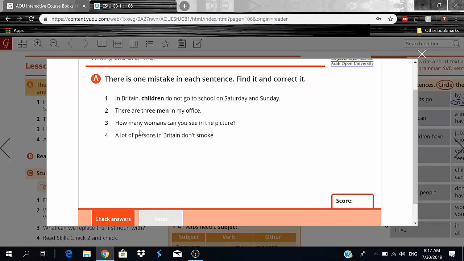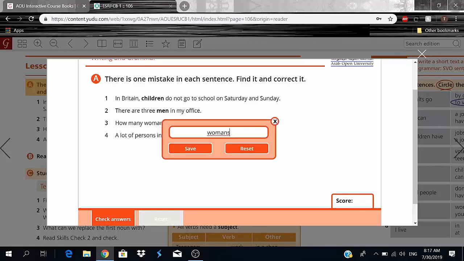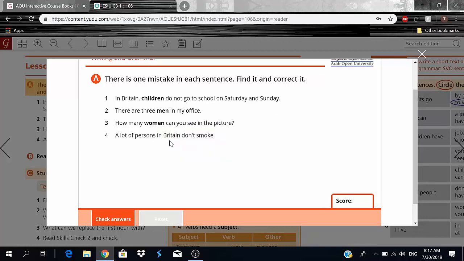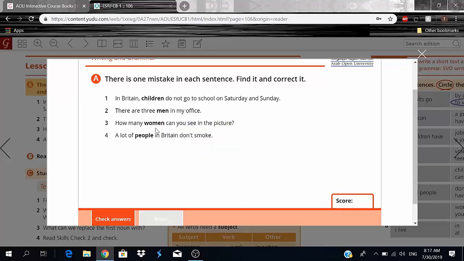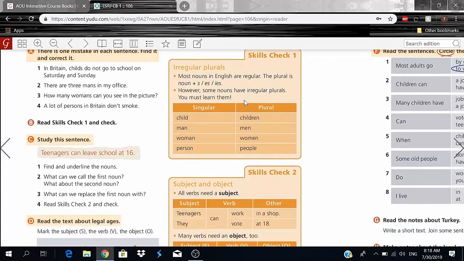How many womens can you see in the picture? Again, same mistake. There's nothing known as womens. We have women. So instead of A, we write E, and that's the plural. So how many women can you see in the picture? And finally, we have number 4. A lot of persons in Britain don't smoke. And this is wrong. This will be people. So a totally different word. So a lot of people in Britain don't smoke. Right? Now let's move on.